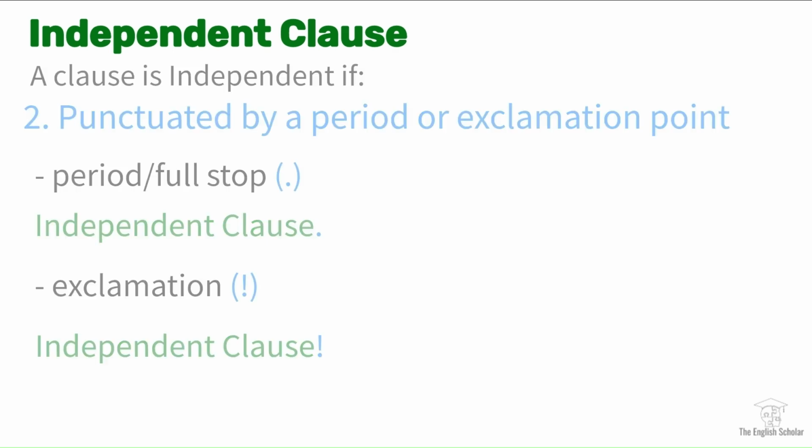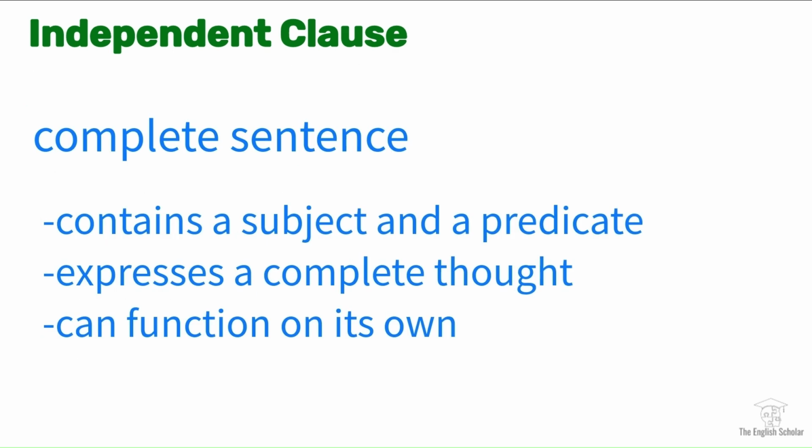To summarize, an independent clause is a complete sentence that contains a subject and a predicate, and expresses a complete thought and can function on its own. Understanding independent clauses is important for constructing clear and coherent sentences.